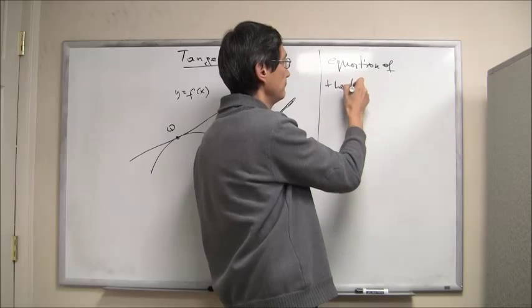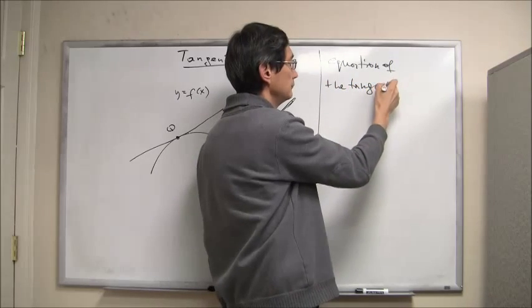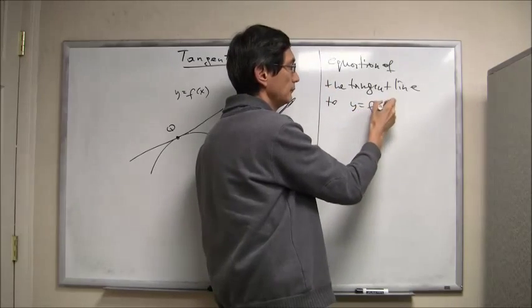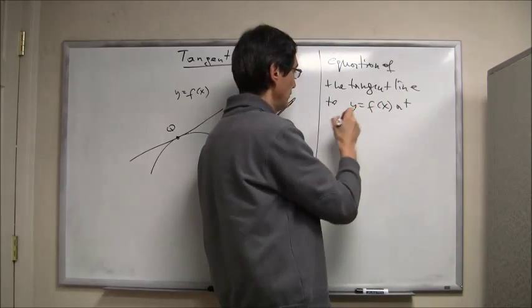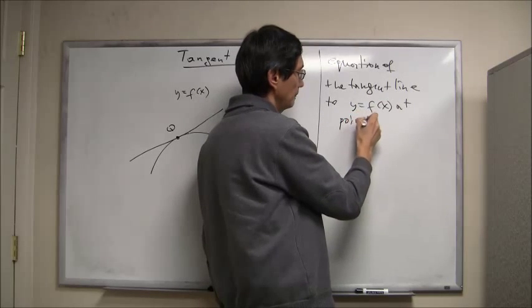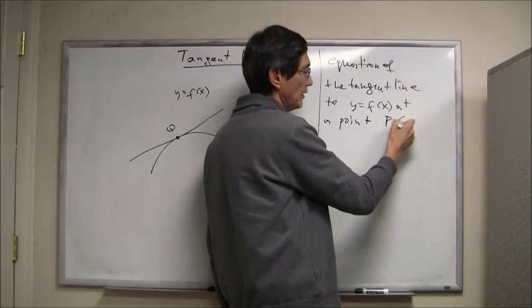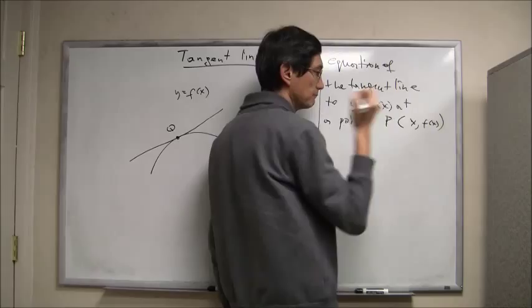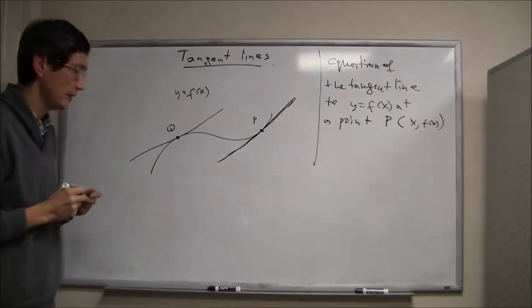The tangent line to the curve at a given point P, and point P will have coordinates of x and f(x). Interesting?